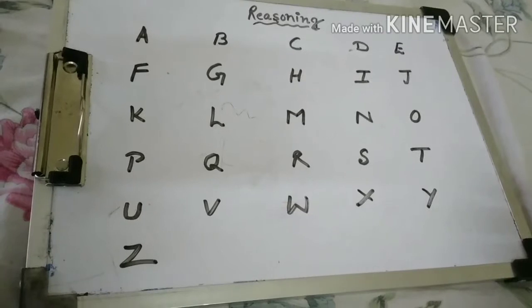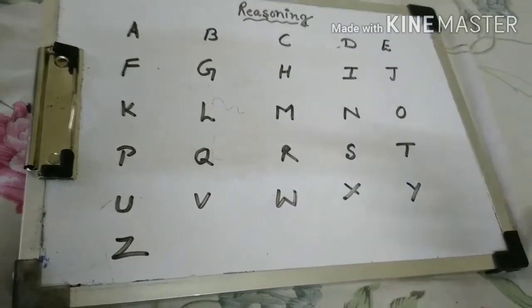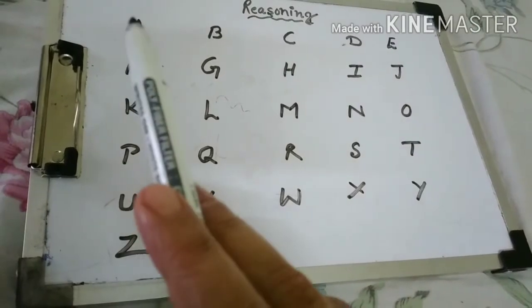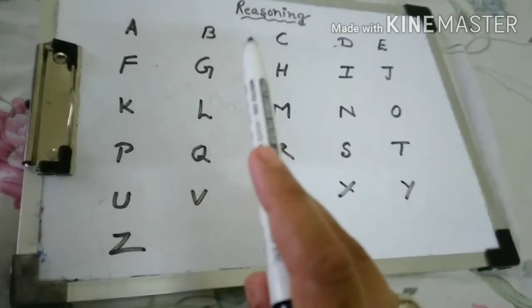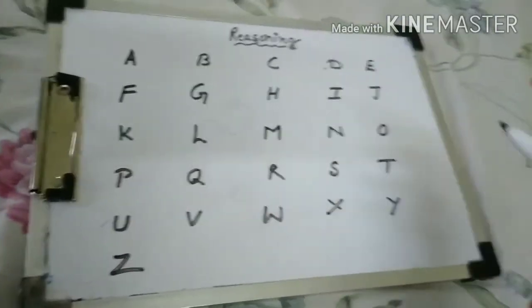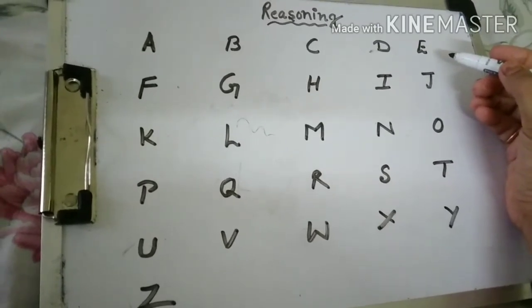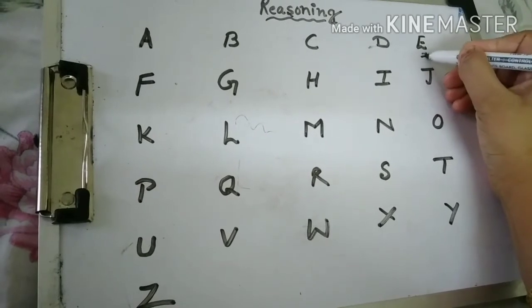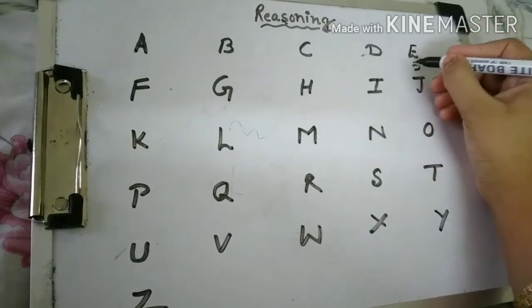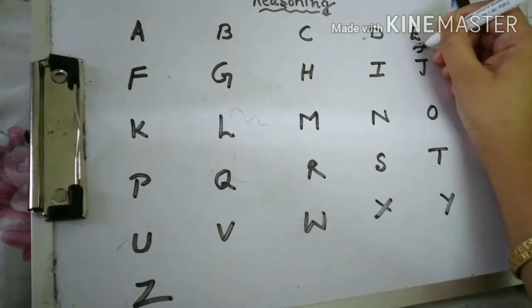Today I'll tell you the reasoning trick to remember alphabets by number, like A stands for 1, B 2, C 3. So without wasting time, we will start. I know, friend, this is a very simple trick. First I would like to tell you about EJOTI. The word is very famous.